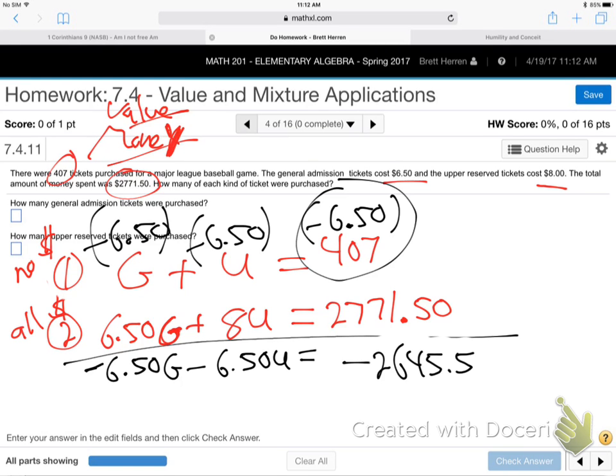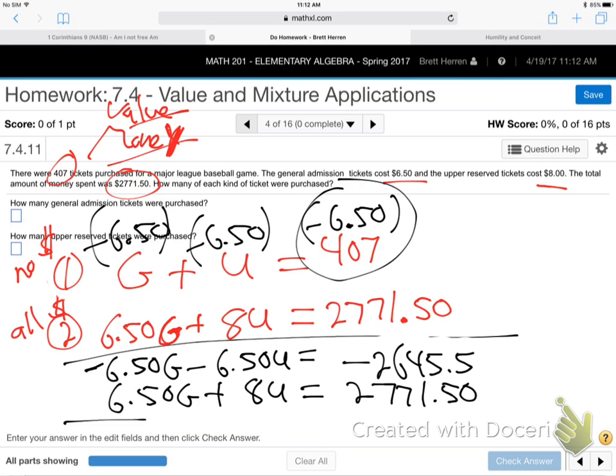Good. And then the bottom equation, no change. Just bring it down. And then add them up. If you put this one first and then the second, you say okay. You could say add. 126.